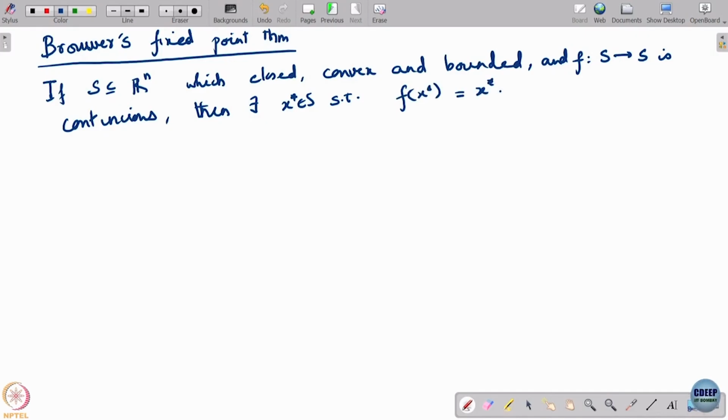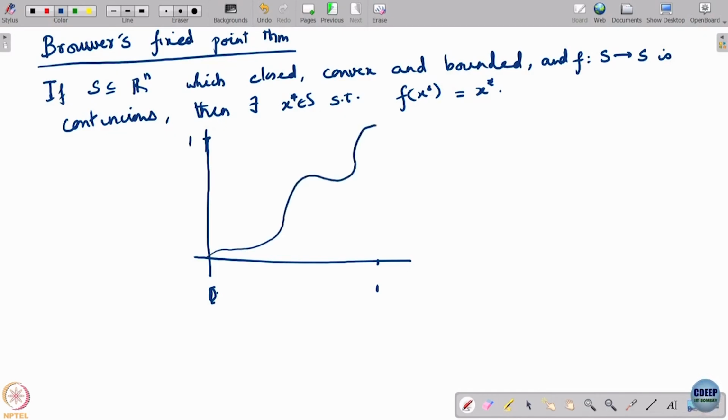I am sure you have seen this somewhere earlier in your life. So let's look at a very simple version of this. Suppose you have just an interval from 0 to 1, and you have a continuous function that maps this [0,1] to [0,1]. The question is, can you have a continuous function that maps [0,1] to [0,1], but the function misses the 45-degree diagonal? That is just not possible.